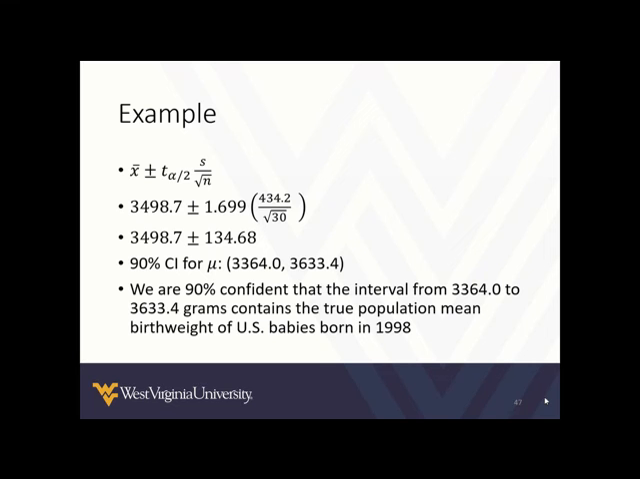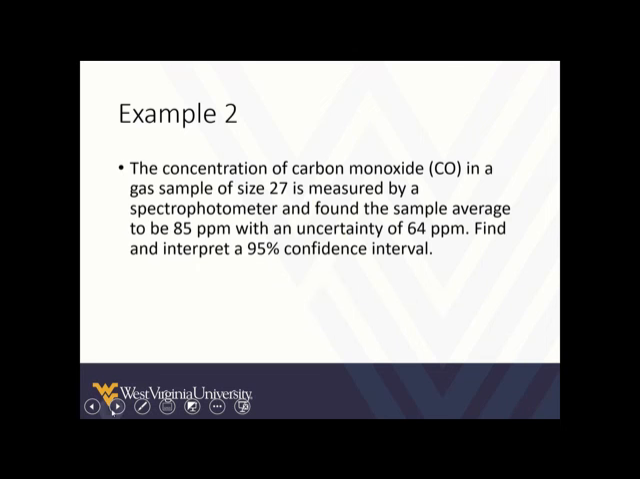So to state it properly, we are 90% confident that the interval from 3,364 to 3,633.4 grams contains the true population mean birth weight of U.S. babies born in 1998. Excellent. Not bad, I hope.